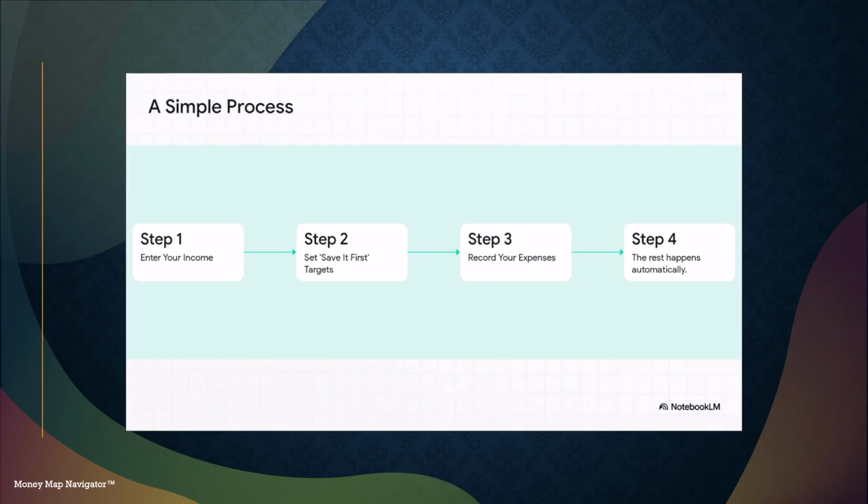And this just shows you how simple the whole process can be. Your job, what you actually have to do, gets boiled down to just 3 easy things. 1, you enter your income. 2, you decide your savings goals first, which is a super powerful habit, by the way. And 3, you just log what you spend. That's it. Step 4? There is no step 4. For you anyway. The rest just happens automatically.